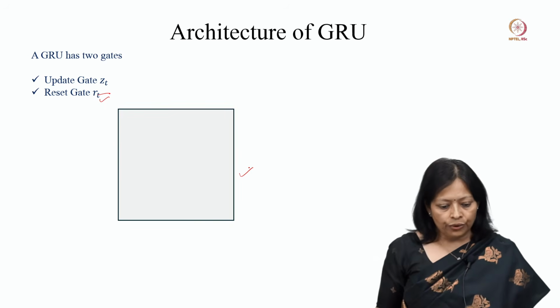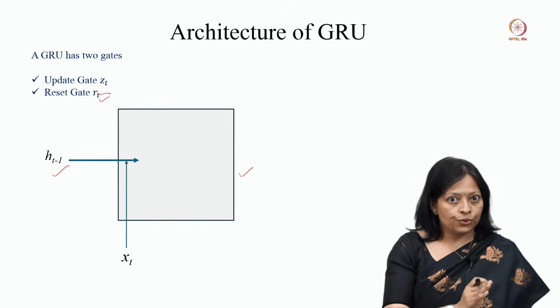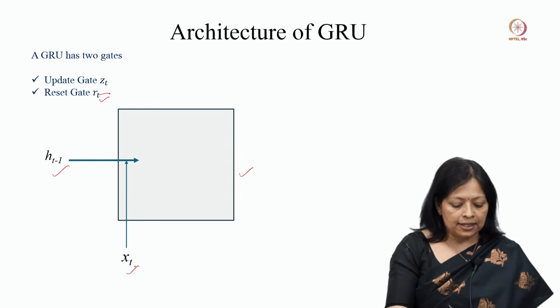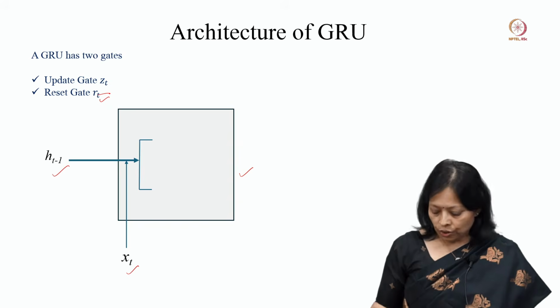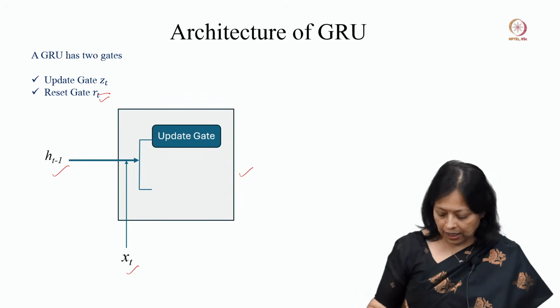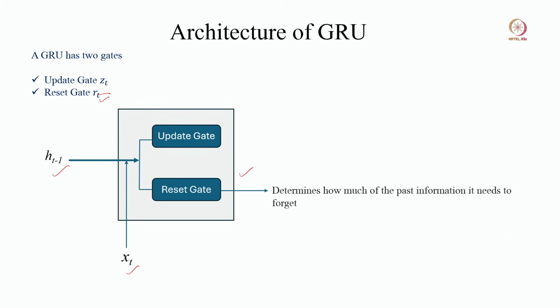Okay. So, let us see, if this is my black box for GRU, what exactly comes inside that box. There are 2 inputs, h_{t-1}, which is the hidden state from the (t-1)th time instance, and x_t is the input from the tth instance of time. And these 2 inputs go through 2 gates called the update gate and the reset gate. What is the function of these gates? The reset gate determines how much of the past information it needs to forget, whereas the update gate determines how much of the past information it needs to carry forward. That is the function of the reset gate and update gate in GRU.